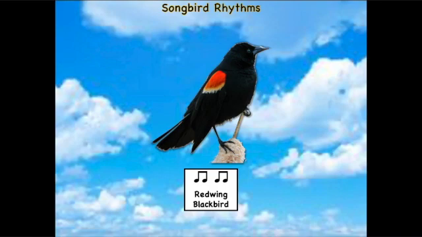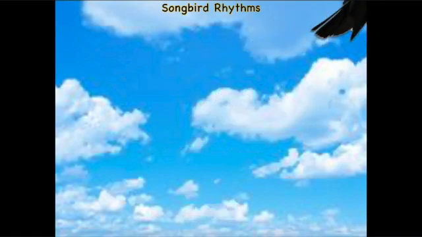Next one coming in is a red-winged blackbird. Ooh, that's kind of hard to say because it's got so many sounds. How many sounds does red-winged blackbird have? 4, you're right. Which is why it's got 2 pairs of 8th notes for this pattern. Let's practice saying that one a couple times. My turn, your turn. Red-winged blackbird. Red-winged blackbird. Red-winged blackbird.